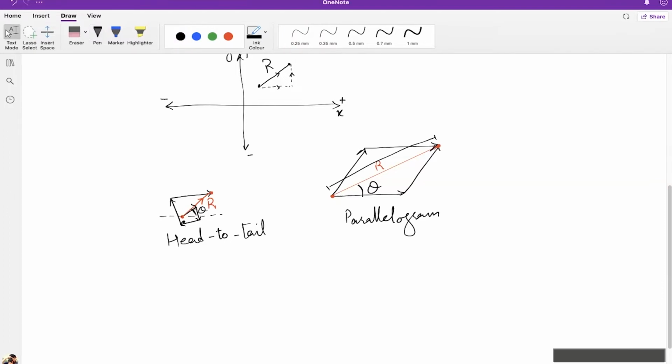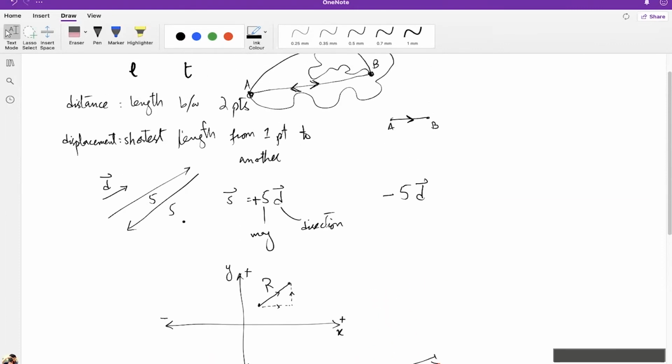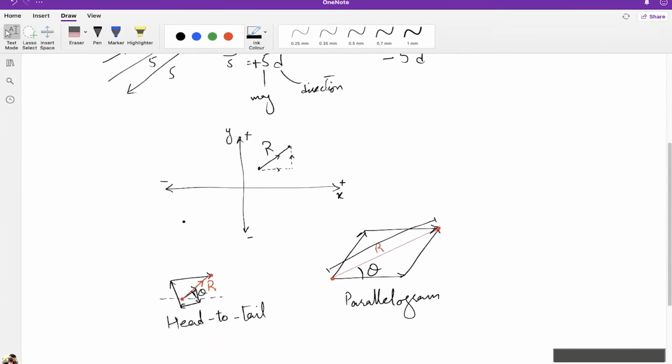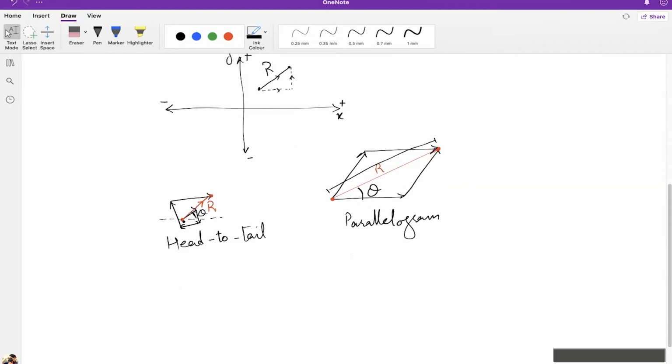Displacement, I've told you, is the shortest distance from one point to another. And because it's a vector, you need to know how to add displacements like this. Displacement, like other vector quantities, can be negative, but distance cannot be negative. That is a very, very important difference between distance and displacement.